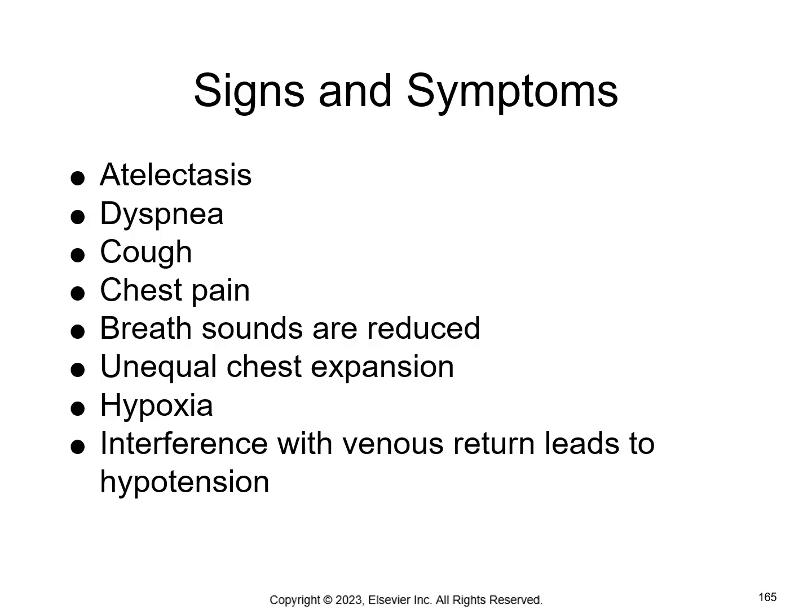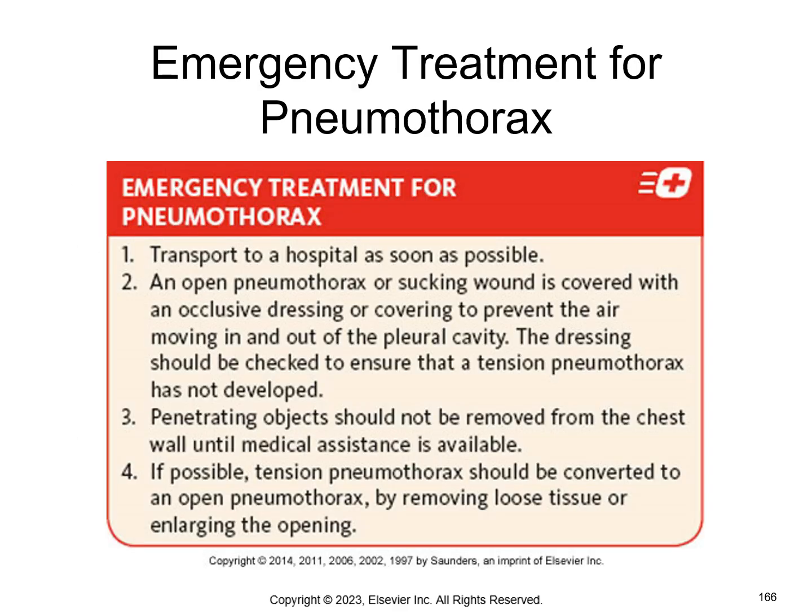Signs and symptoms are atelectasis, shortness of breath, cough, chest pain, breath sounds that are reduced, unequal chest expansion, hypoxia, and interference with the venous return that leads to hypotension. So treatment is get him to a hospital right away.